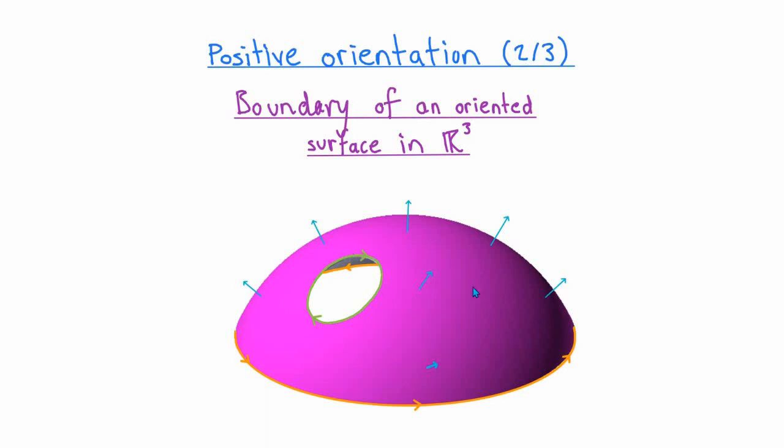Notice that the orientation on the surface is important when we try to decide what the positive orientation on the boundary is. If we chose the opposite orientation on the surface, then we would get the opposite orientation for the positive orientation on the boundary.